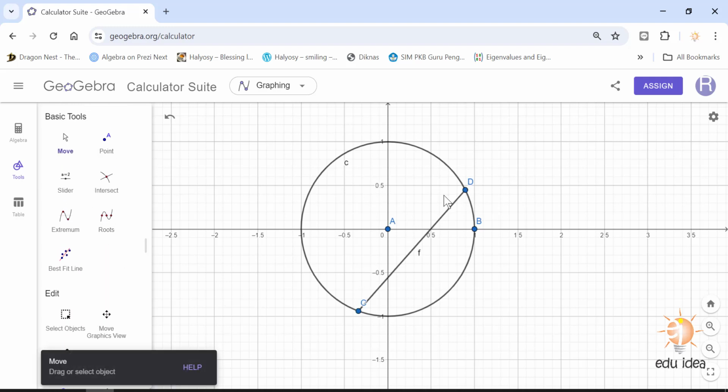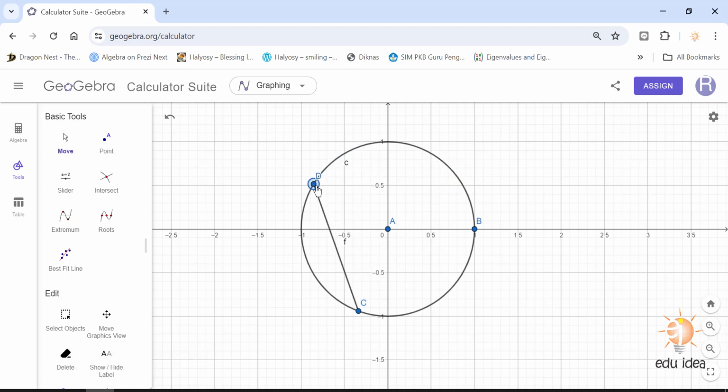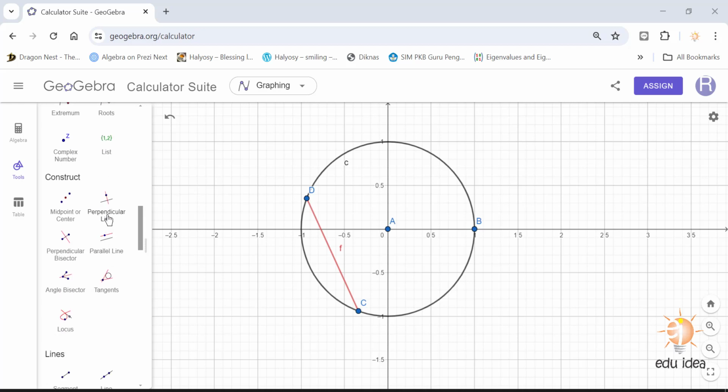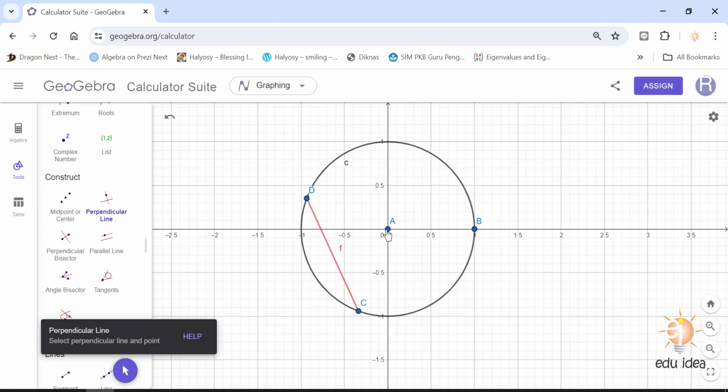For example, I'm going to move it here, anywhere you want. So this straight line here is a chord. I'm just going to make the color different, for example red, so that you can see what happened. The thing that we're going to investigate is, if we make a perpendicular line from point A to line CD, what will happen? So I'm going to go to perpendicular here, construct perpendicular line, and make a perpendicular line from point A to this line over here.